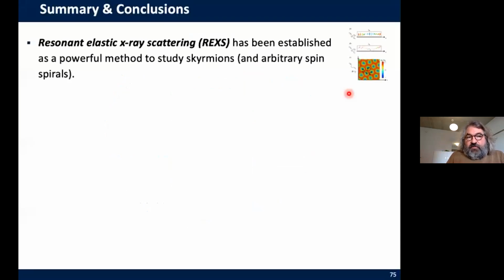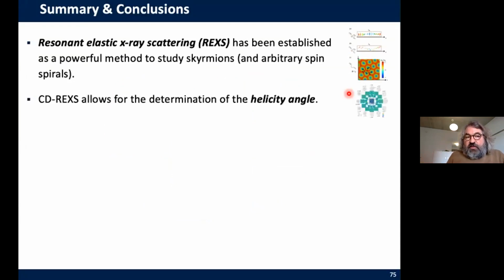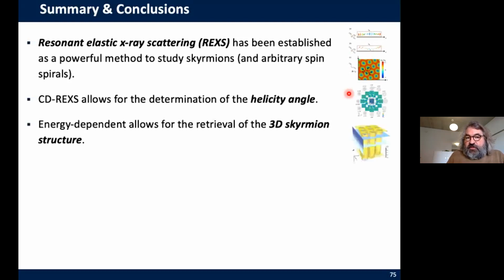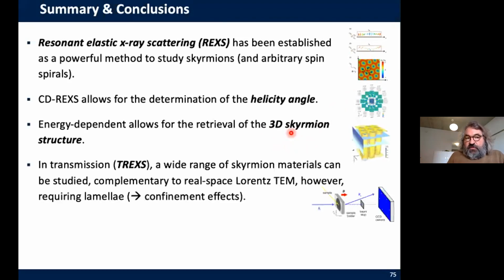So what I hope I was able to convince you is that resonant elastic X-ray scattering is a powerful tool for the study of Skyrmions, going way beyond just their presence in first-degree order. I showed you how you can determine the helicity angle in these systems and kind of determine the Skyrmion flavor this way. I also showed you the 3D structure of Skyrmions and the fact that the helicity angle is in fact not just 90 or 180 degrees in these systems, but a continuously varying function that can be easily altered by the presence of additional energy terms, like in the vicinity of a surface.